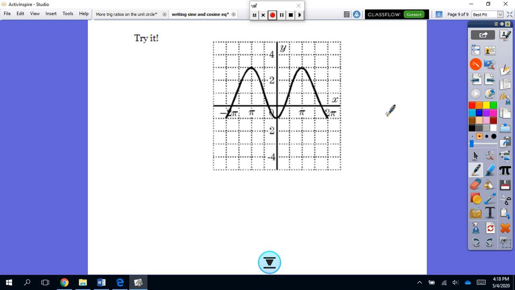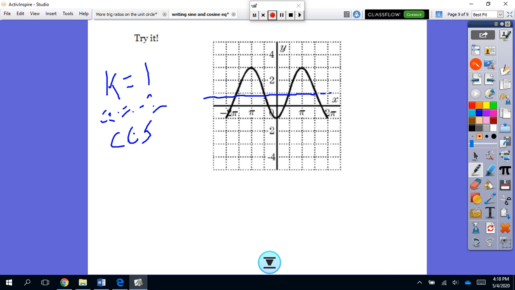Alright, so finding the midline. You can see the midline is right here. So k is positive 1. It looks like this is cosine because it starts at negative 1. So A is going to be negative, and it's going to be 2, right? Because it's 2 units away. A is negative 2, and it's cosine.